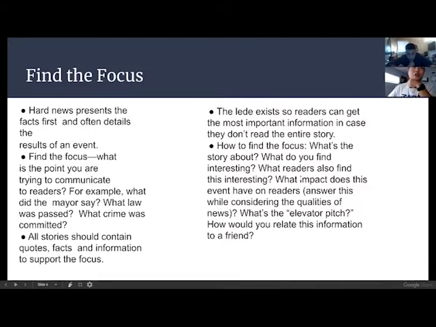Think about that. In the future, if you get into journalism, you're writing for a larger public. But for you guys, you're writing for a student body. What's important for kids your age to know, or parents, or teachers? How would you relate this information to your friends? So we're speaking in a way that is relatable.